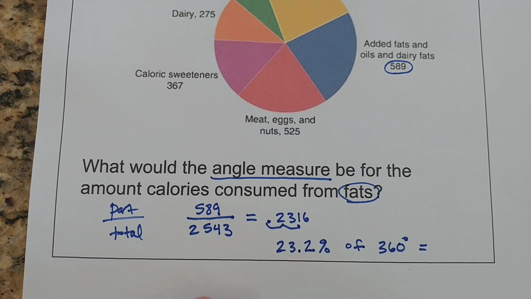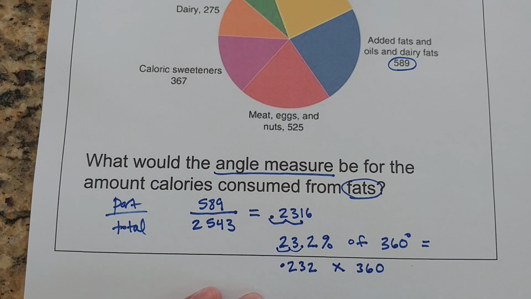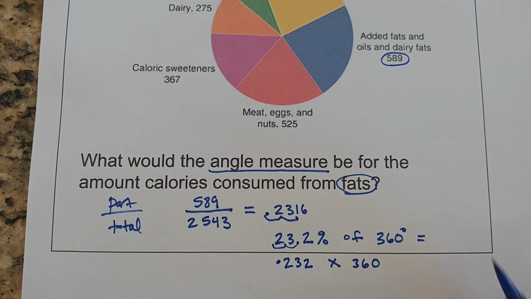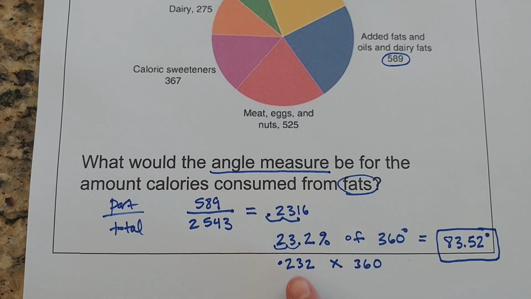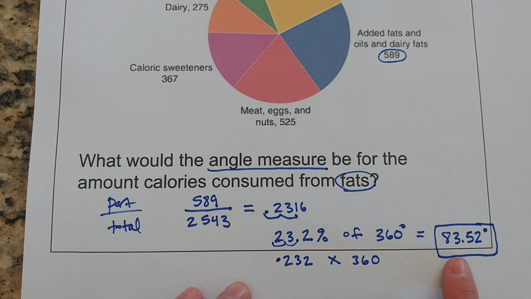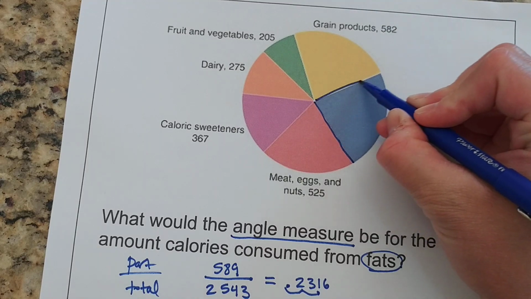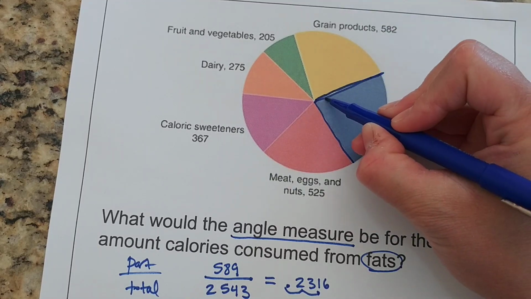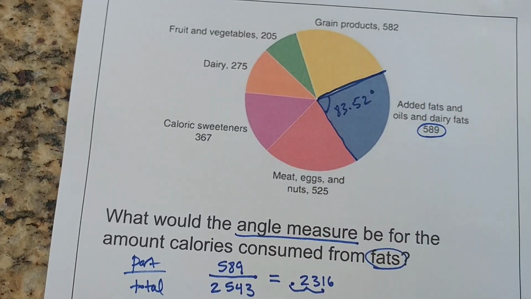Well, if you use a calculator, back it up, 0.232 times 360 degrees in the calculator to figure this out, it's going to tell us 83.52, and that would be degrees. 23.2% of an entire 360-degree circle is about 83.52 degrees. So that means that this section right here, which looks almost like a right angle, but not quite, it's not quite 90 degrees, is about 83.52 degrees.